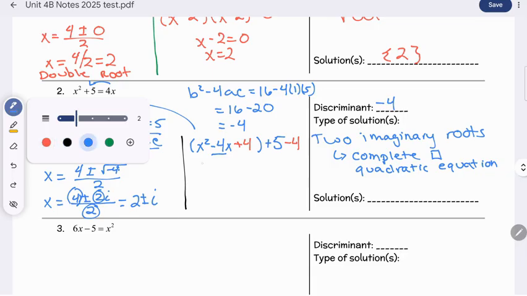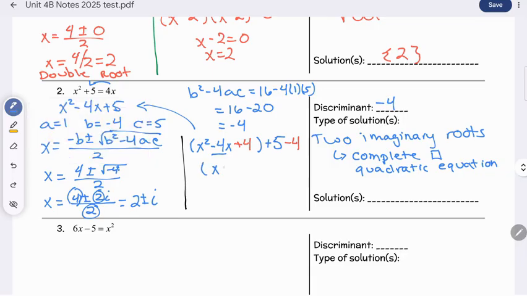Okay. This in parentheses is going to simplify to x minus 2 squared. 5 minus 4 is going to give us 1. And remember that this is all equal to 0. So this is going to give us that x minus 2 squared is equal to negative 1. We take the square root of both sides. That gives us x minus 2 is equal to plus or minus the square root of negative 1.